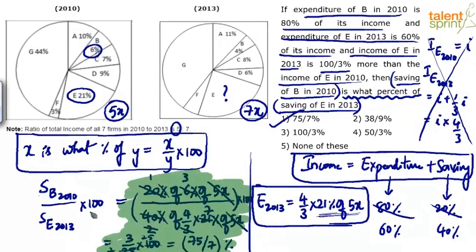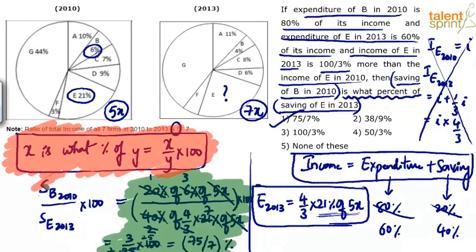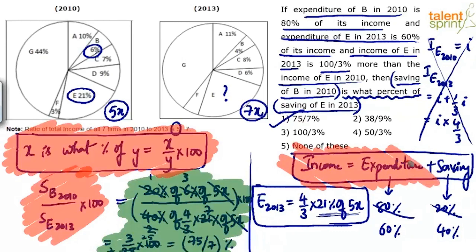All these other steps that we have put here are all understanding. I mean, you know x is what percent of y. So don't go by the length of the solution or the number of steps that you have put. All this in red is a waste of time. You should not be writing this. Savings of B in 2010 divided by savings of E in 2013. Nobody's going to give you marks for that. Again, income is equal to expenditure plus profit. All this is understanding.